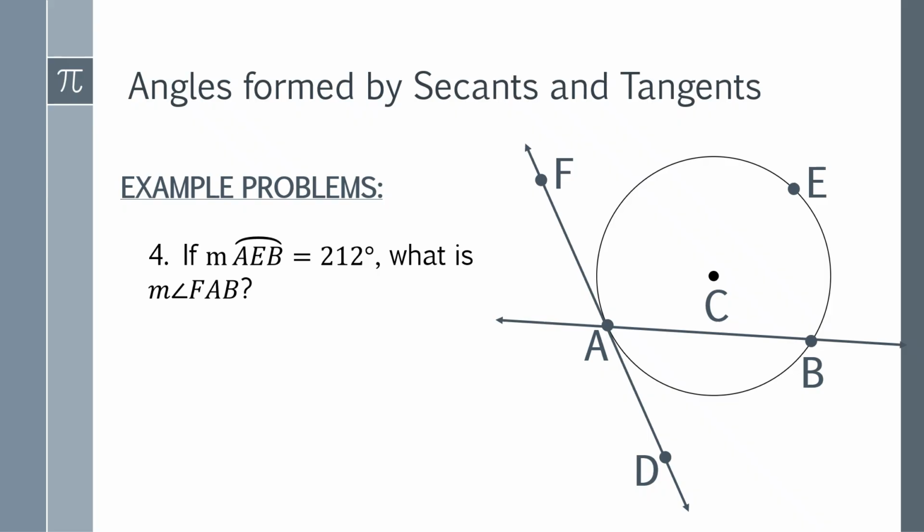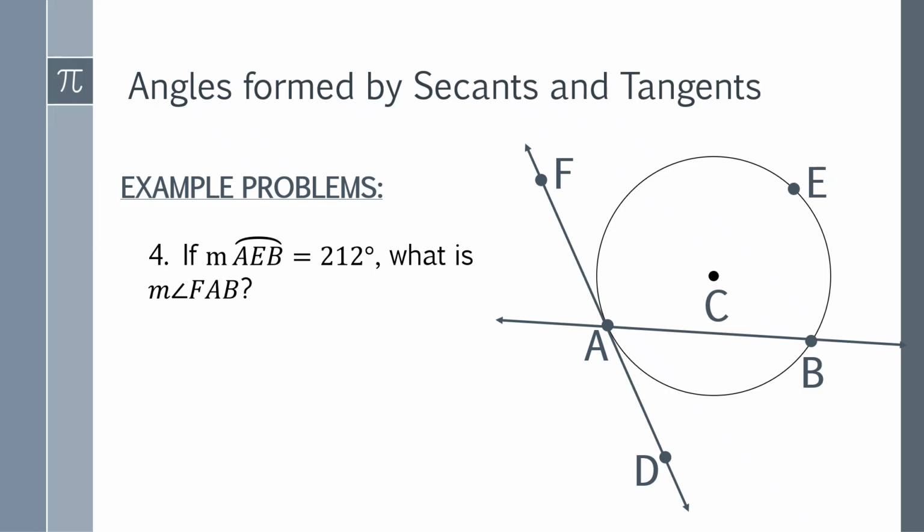Try this on your own. If the measure of major arc AEB is 212 degrees, find the measure of angle FAB. Pause this video. Try this first on your own. Do not proceed to the result if you don't try. When you're ready, please play this video again. Done already? I hope that you have now your answer.